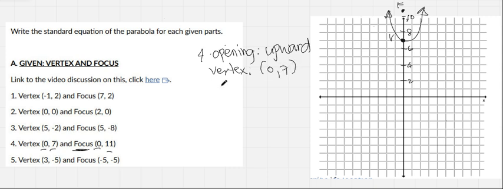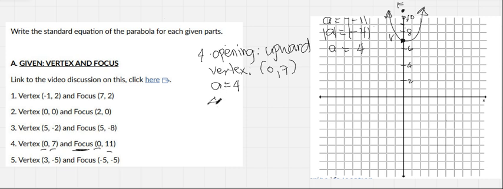For our a, we simply count the number of units from the vertex to the focus. We've got 1, 2, 3, and 4, so we have our a as 4. Or we can get our a by subtracting the different values on the vertex and the focus: 7 minus 11, so a is equal to negative 4. Get the absolute value of that because we're talking about distance here. Our a is equal to 4, which is correct.